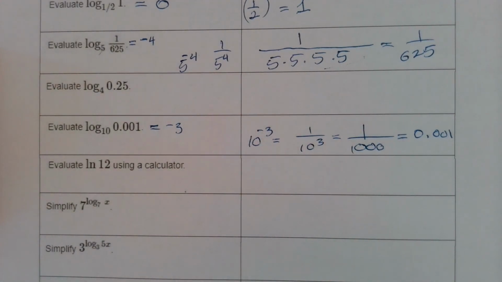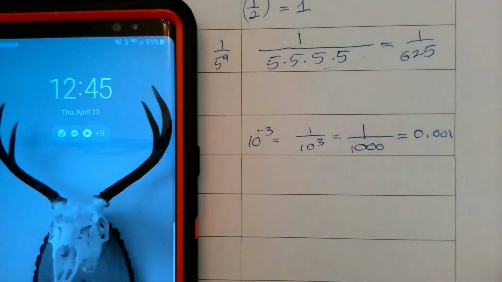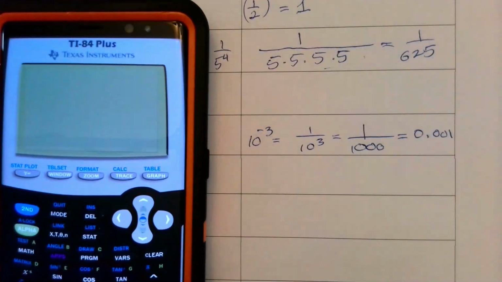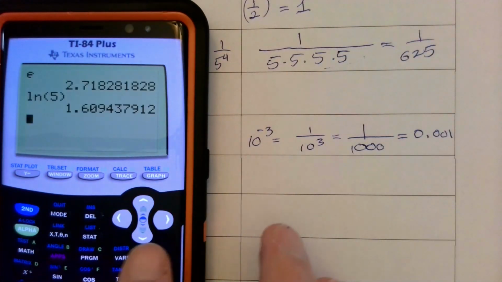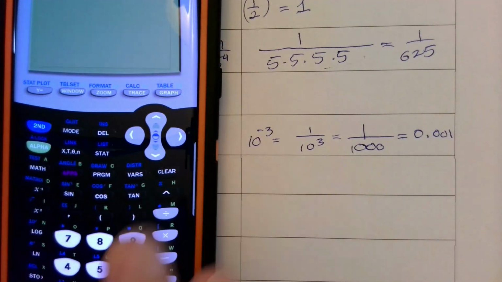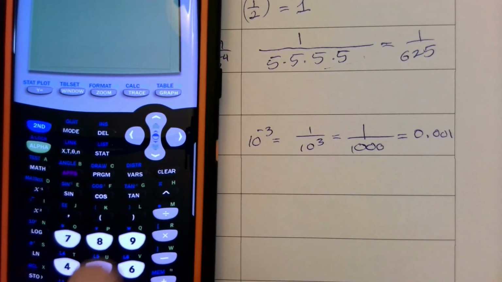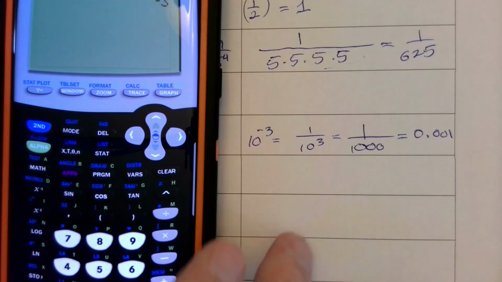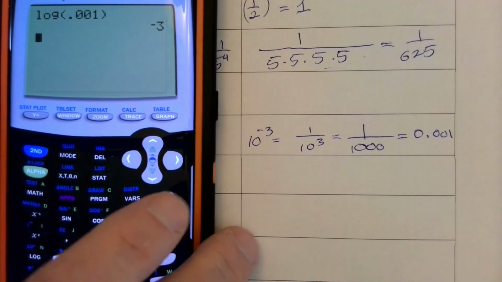Now, the good news about this problem is, if I put it on your quiz, you have a button on your calculator that will help you get it right. Of course you do. It's the common log. It's right here. It's next to the 7. So you go log 0.001. And sure enough, -3 is the answer.